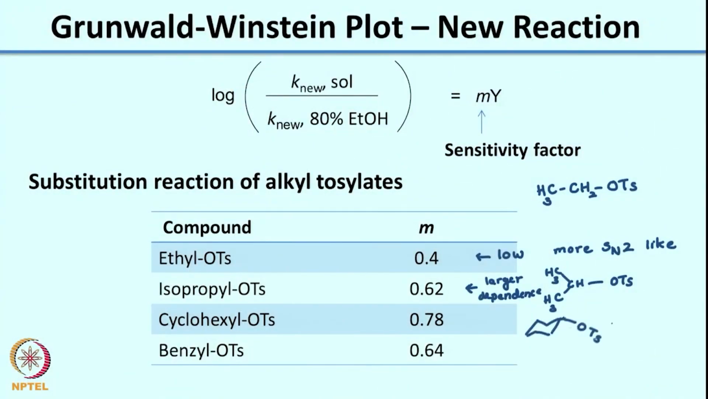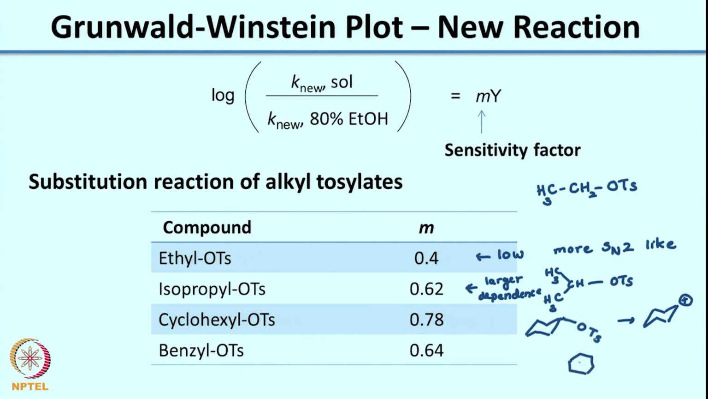The other example is of cyclohexyl tosylate. In this case also, you see that the dependence is actually larger than that of isopropyl tosylate, because in general this molecule has a greater propensity to form the carbocation as compared to the isopropyl, and what you would see is the effect is also much larger in this case.